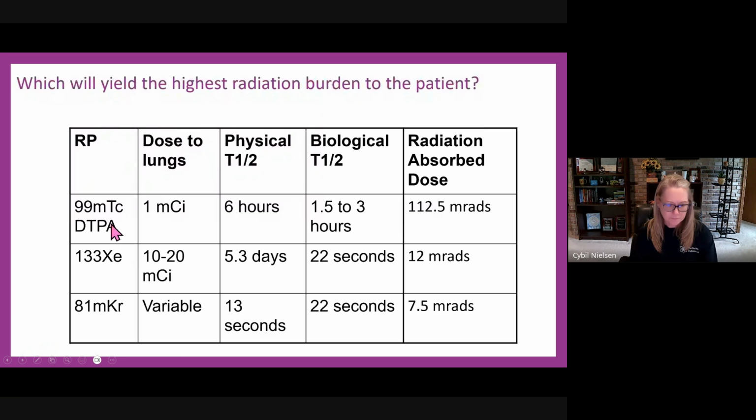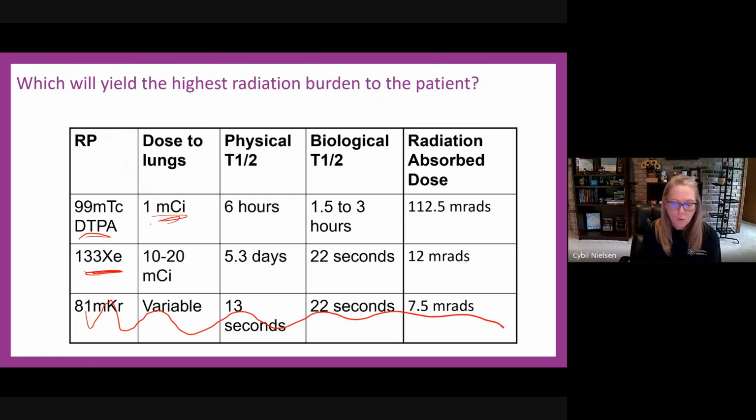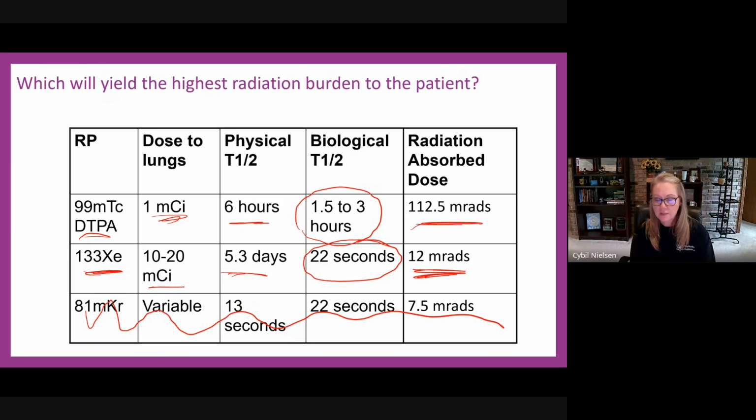All right, so which one is going to have the highest radiation burden to the patient? I'm not going to look at krypton. So xenon versus Tech DTPA. We're only giving 1 millicurie of Tech DTPA. We're giving 10 to 20 millicuries of xenon. The physical half-life of Tech DTPA is 6 hours. Physical half-life of xenon is 5.3 days. But the biological half-life is a lot different. So that means that the dose of xenon is a lot higher than the dose of Tech DTPA. So for a pregnant patient, Tech DTPA rather than xenon would actually be better because it's less dose.